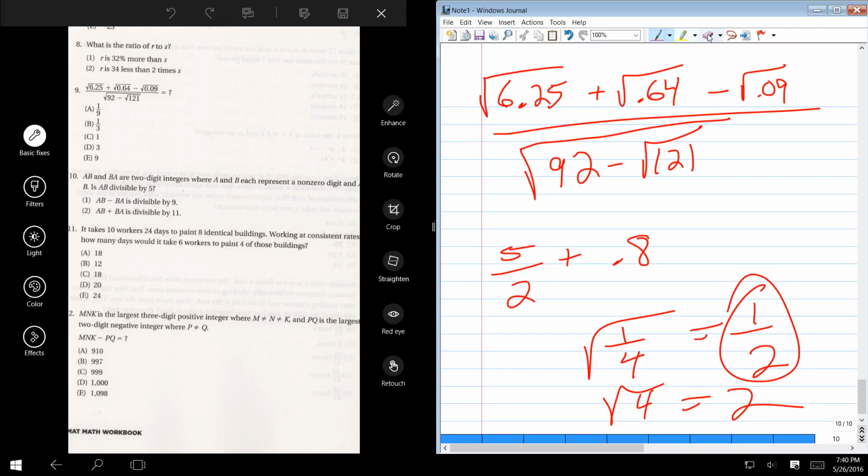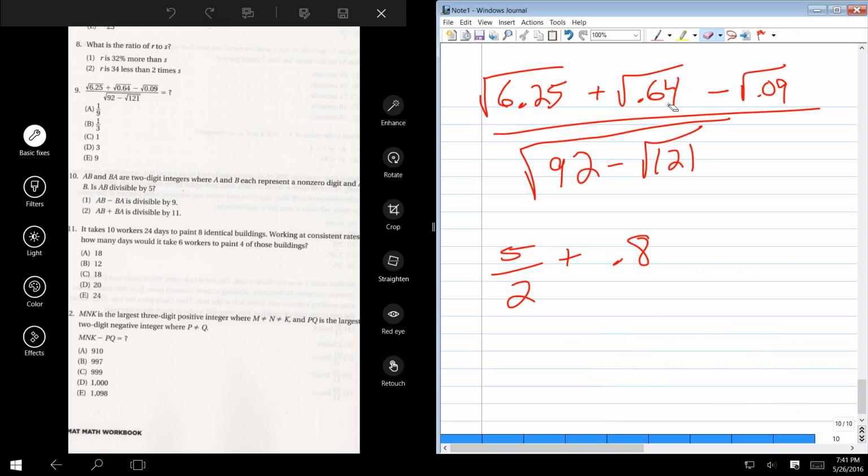And that's confusing to a lot of people, trying to figure out how the square root of 0.64 can be a bigger number. It's 0.8, but just testing it out, you can see that that's correct. And then what's the square root of 0.09? 0.3. Correct.